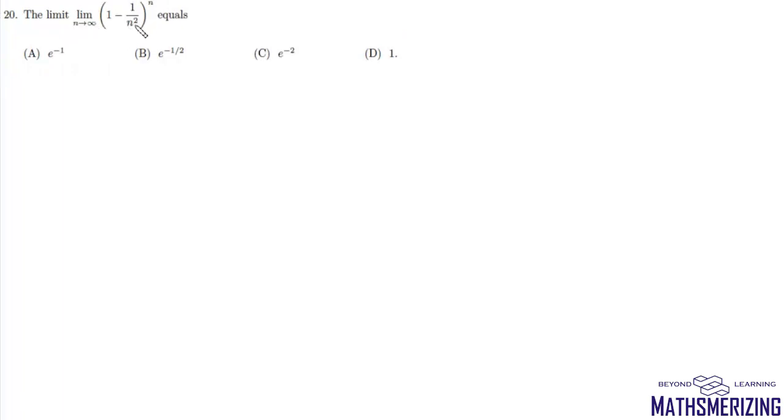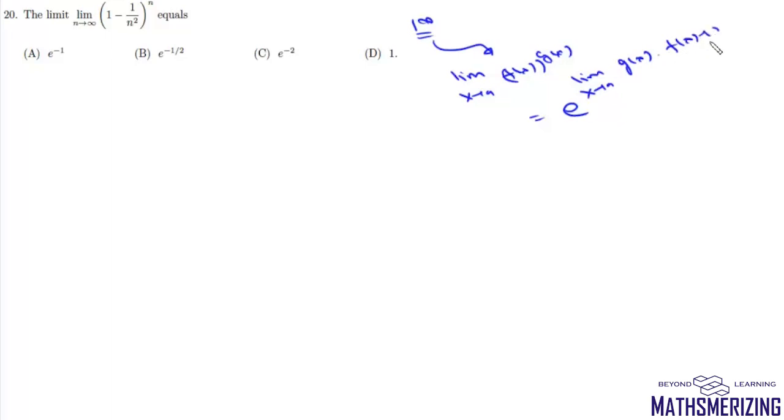Now question number 20 is, we need to find this limit: limit n tends to infinity of (1 − 1/n²)^n. The form of this limit is 1 to the power infinity, and if the limit is of the form 1 to the power infinity, we can use the direct shortcut: limit x tends to a of f(x)^g(x) can be written as e to the power limit x tends to a of g(x)·(f(x) − 1). So we'll use the same shortcut here.